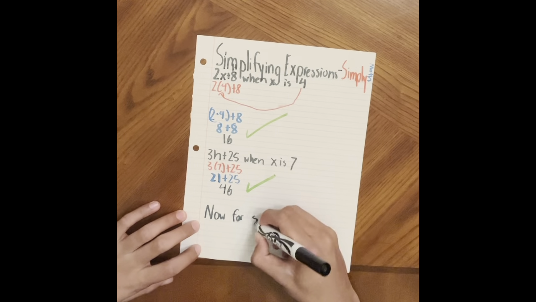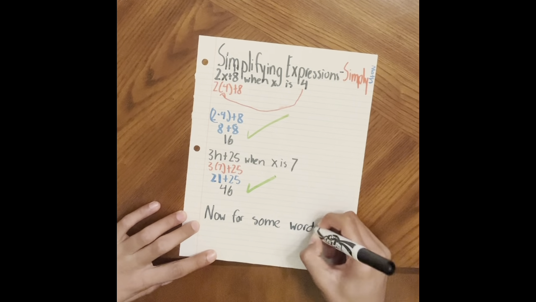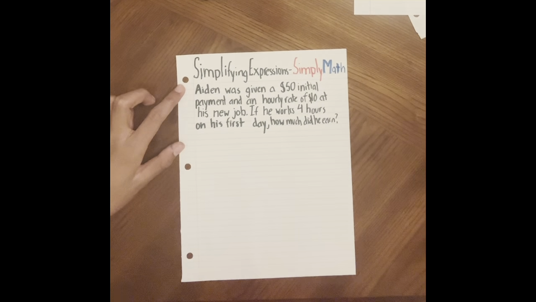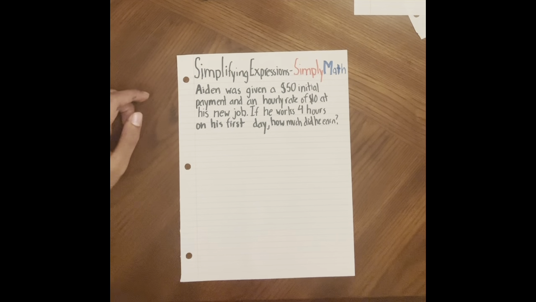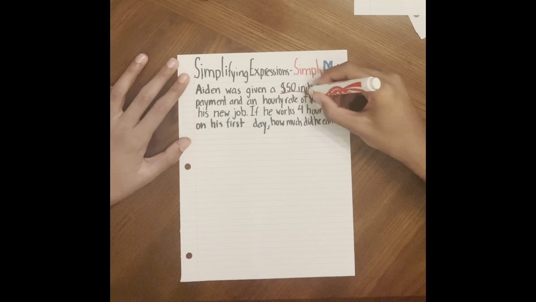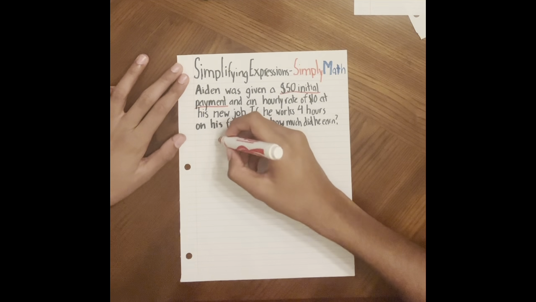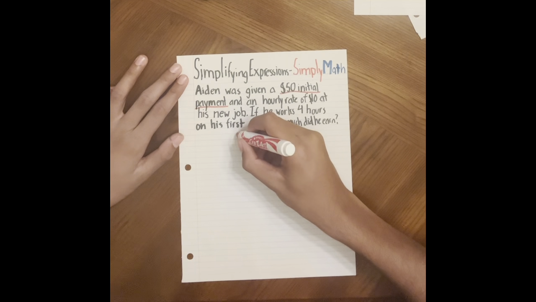Now, let's move on to some word problems. So, let's do these word problems. First off, we have Aiden and his new job. So he's given an initial payment of $50, and he has an hourly rate of $10.